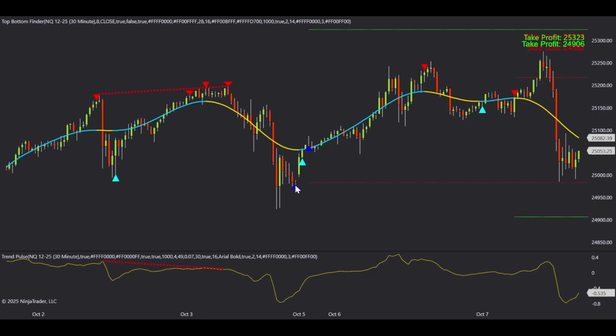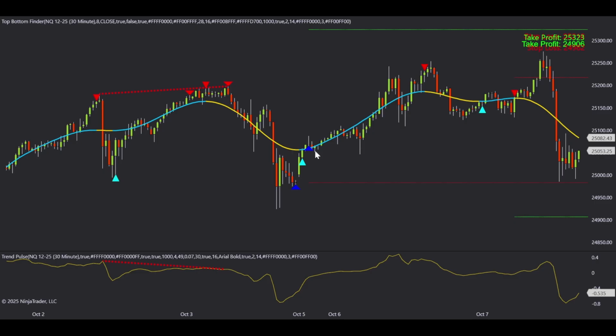Trend pulse first gives us this buy signal here, but we're not quite ready yet because we still have the top bottom finder yellow, not giving us a sign that a bottom is in. But then here we do. And then two candles later, another trend pulse buy signal. You just take it here. Could have easily taken this up. This might have taken you to break even.